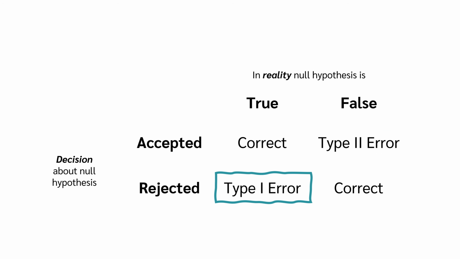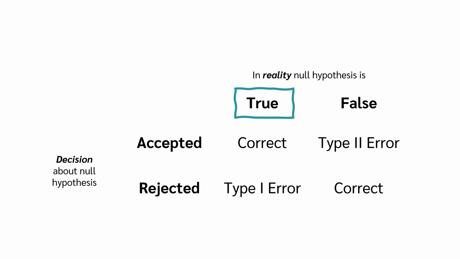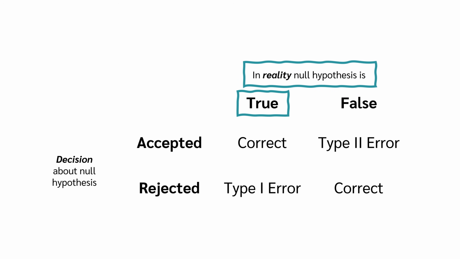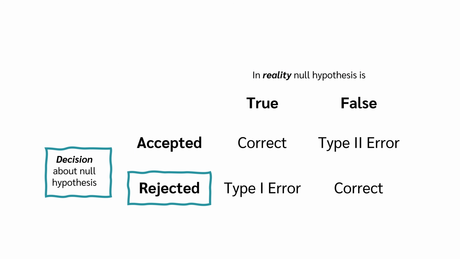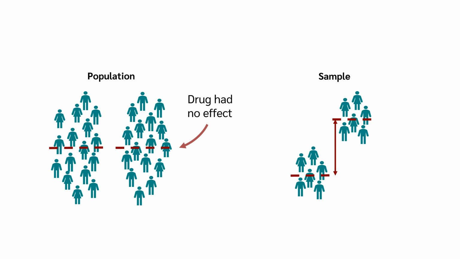Let's start with the type 1 error. In hypothesis testing, a type 1 error occurs when a true null hypothesis is rejected. So in reality, the null hypothesis is true, but we make the decision to reject the null hypothesis. In our example, it means that the drug actually had no effect. So in reality, there is no difference in blood pressure whether the drug is taken or not. The blood pressure remains the same in both cases. But our sample happened to be so far off the true value that we mistakenly thought the drug was working.